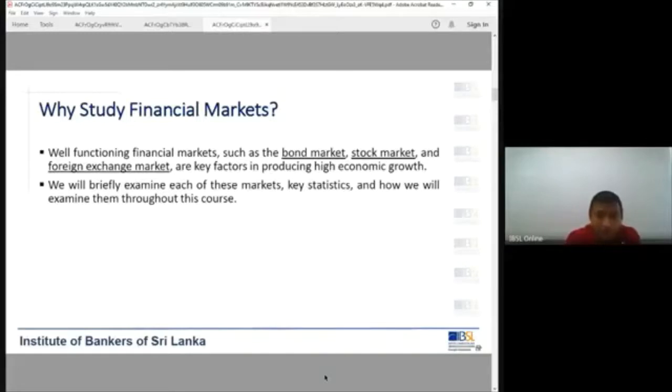There are other types of financial markets: the derivative market, the commodities market, right? Various other financial assets also come into play in different market setups. These well-functioning financial markets are key factors in producing high economic growth, because they provide opportunities for highly productive use of resources, from savers to the needy segments of the economy, through which they produce high real economic activities, and as a result, economies grow.